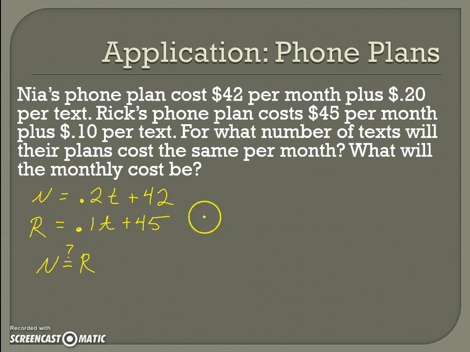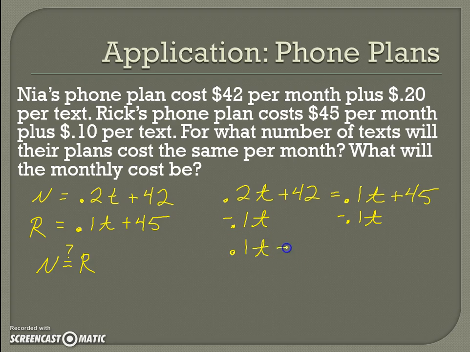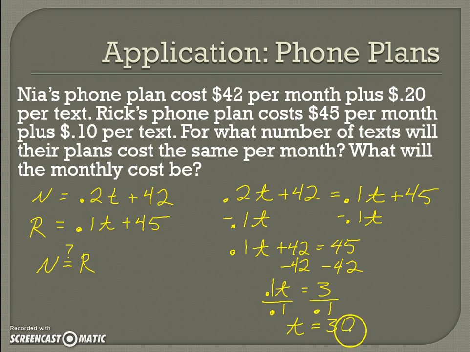Well, in order to solve that, set these two things equal to each other. So I have 2 tenths T plus 42 equals 1/10 T plus 45. I want to know how many texts there will be for that. So I go ahead and solve this. Let's see, I would subtract that first. All right, so T equals 30. That means there's 30 texts.